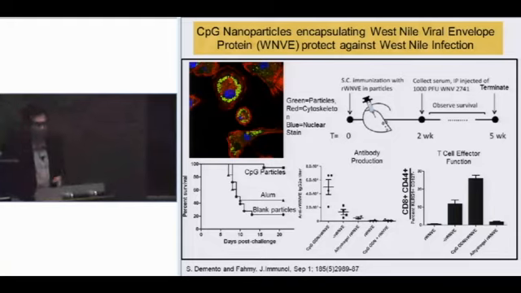You'll note that alum, also called Alhydrogel, didn't give you a humoral response. Surprising, given the fact that we use it as a conventional adjuvant. And the reason for that is because we were using the same amount of adjuvant, essentially total weight.